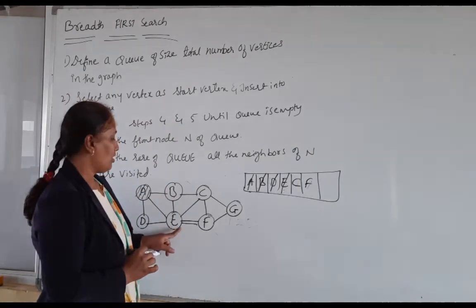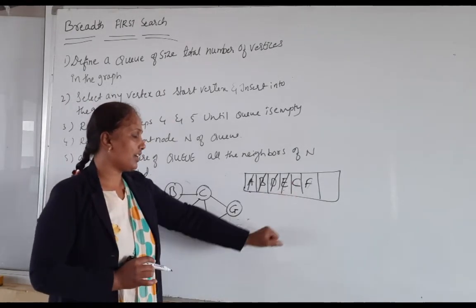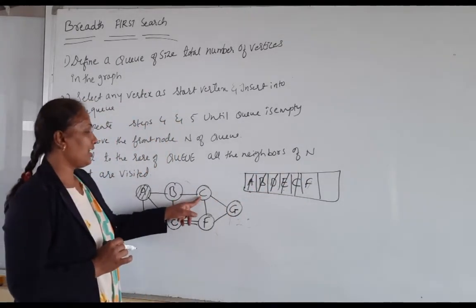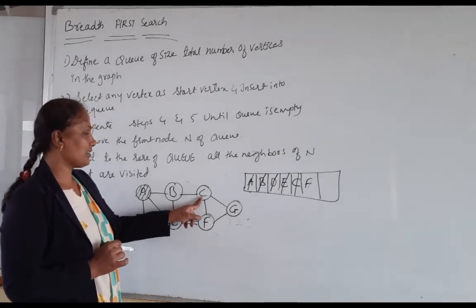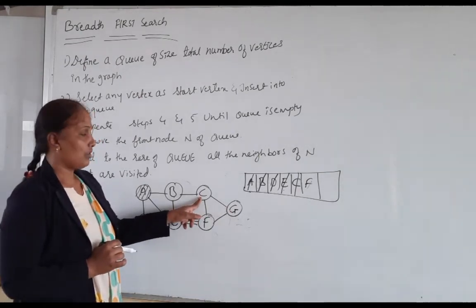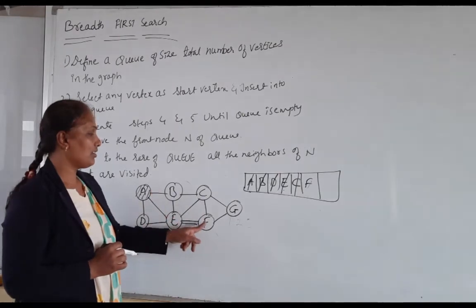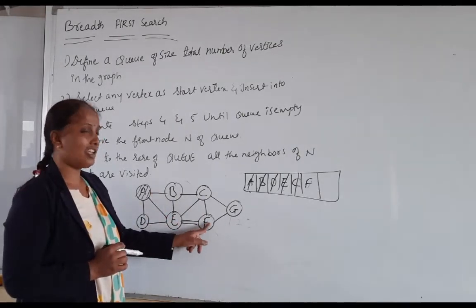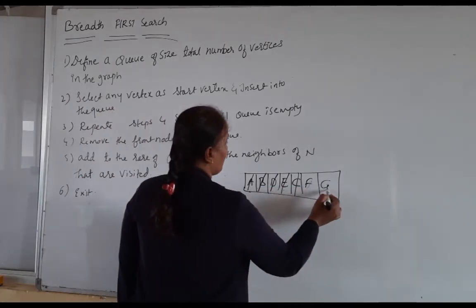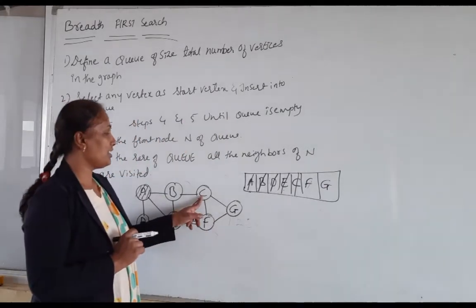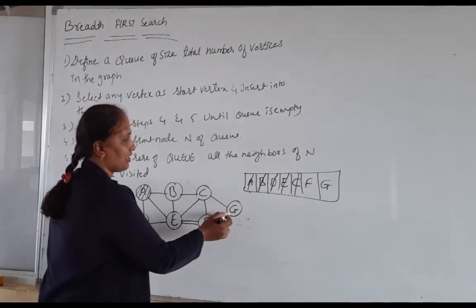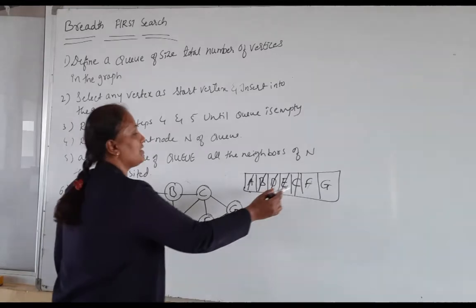Next, the next front node of the queue is C. So I am going to delete this C. Okay. So once I delete that, I must check the neighbors of that. What are the neighbors of this C? B is there, E is there, F is there, G is there. So B and E are already visited. F is also visited. The only vertex that I must visit from C is G. So here G is the new vertex which is visited now.